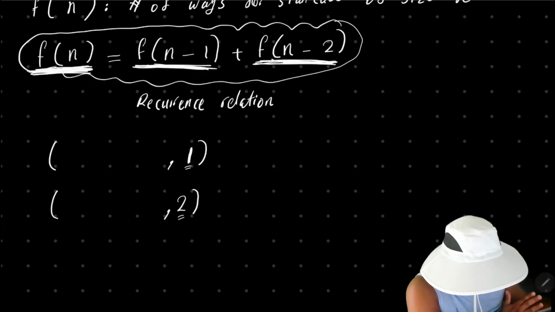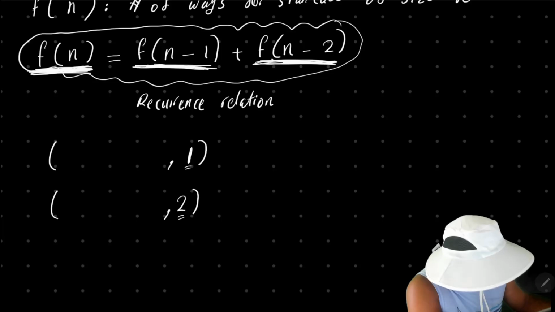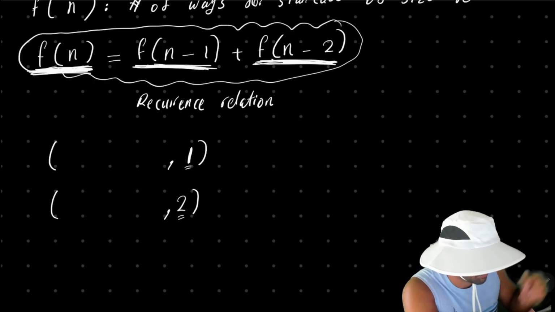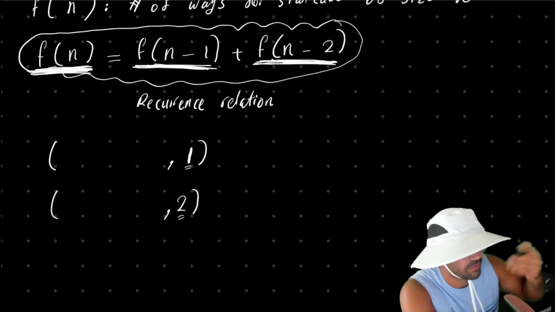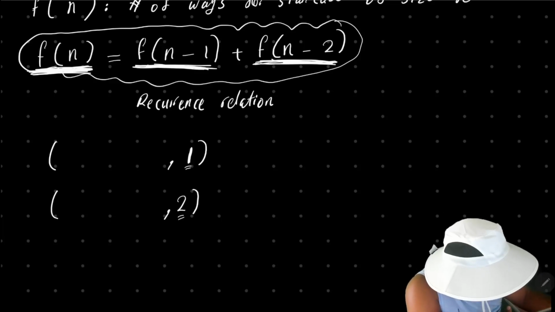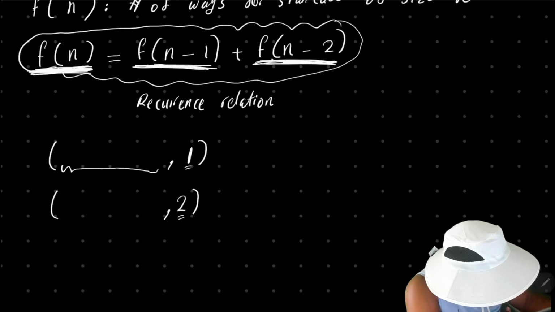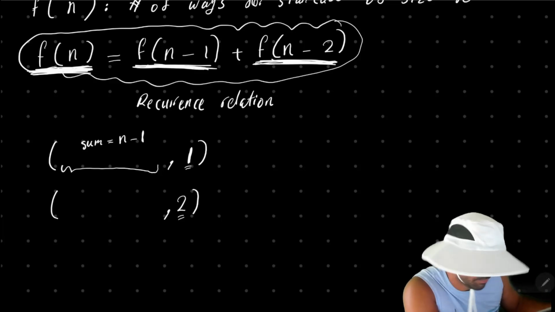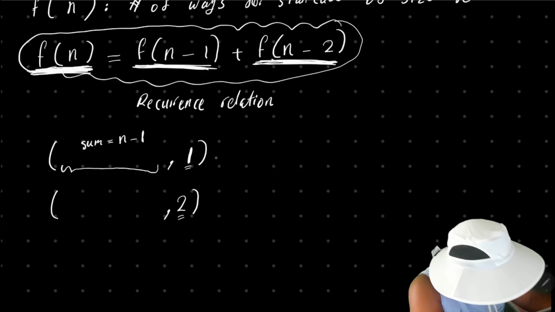There's no other numbers. Why is that? Because the problem tells you you can either take one step or one big step of size 2. So one step of size 1 or one big step of size 2. So the last number is 1 or 2, which means the rest of the sequence here has to sum to n minus 1, and this whole parentheses has a sum of n.